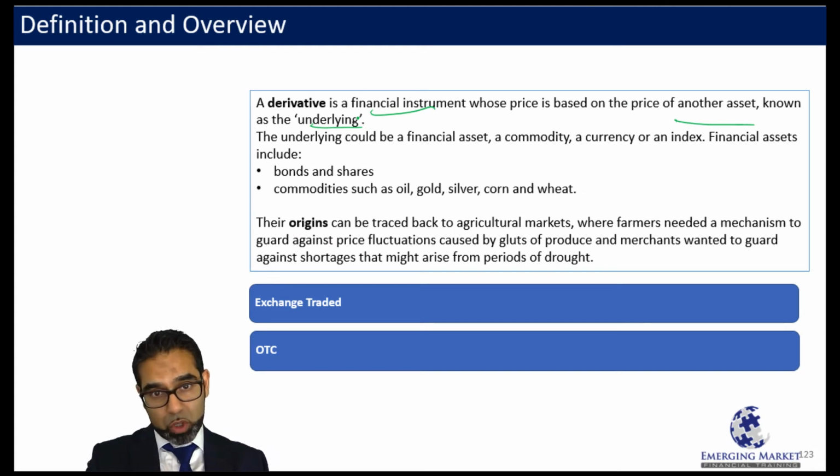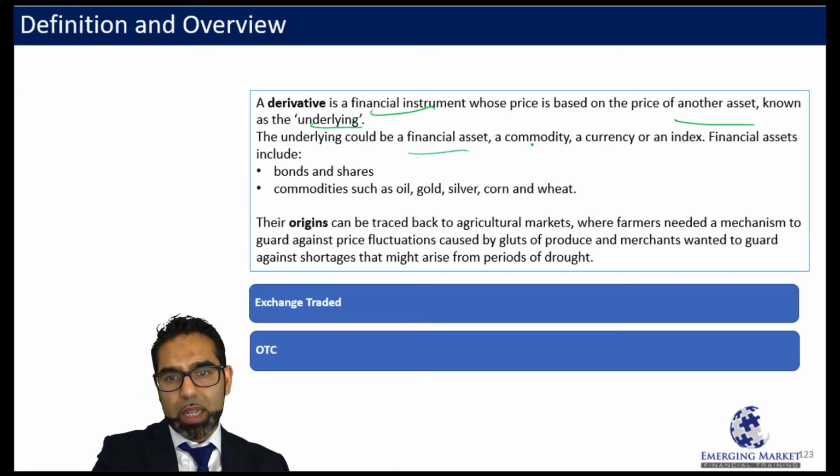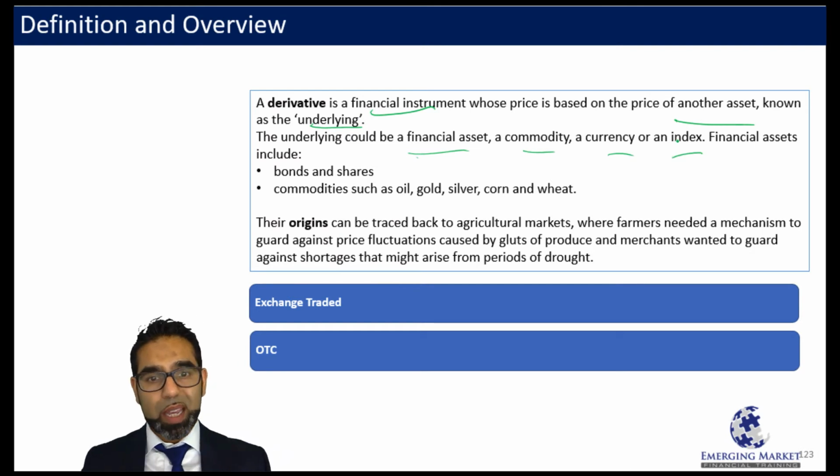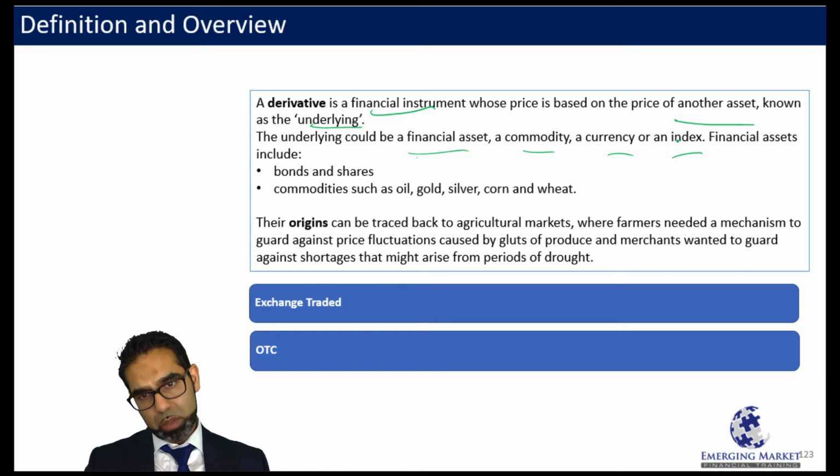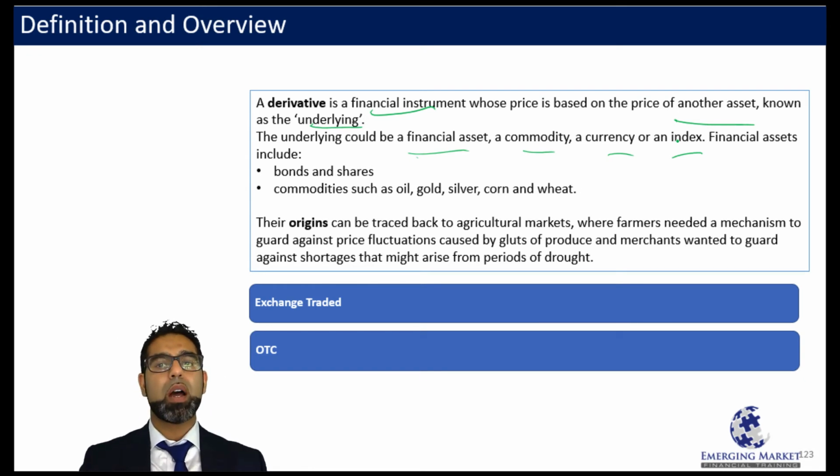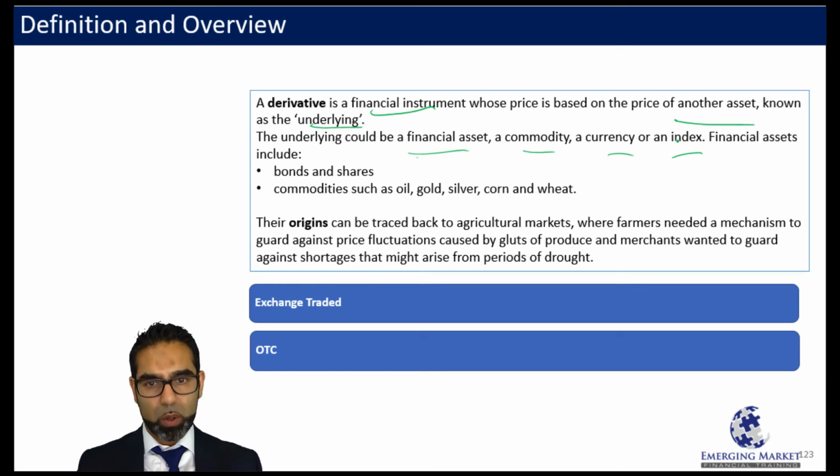Well, we've come across shares. Something based on the price of a bond. We've come across bonds. On commodities, on real estate, okay? The underlying could be anything. Financial asset, commodity, currency, index like S&P 500, okay? Shares, bonds, commodities, any metals, any other commodities can be there as well.